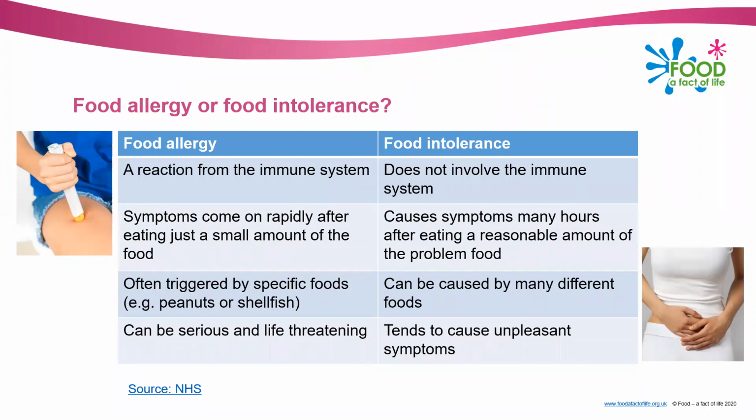So for a food allergy, it can be serious and life-threatening. And for a food intolerance, whilst no one would want to have one and the symptoms can be extremely unpleasant, it tends not to be life-threatening. The other main difference between the two is that food allergies are often triggered by specific foods, like we said about a peanut allergy, whereas a food intolerance can be caused by many different foods.